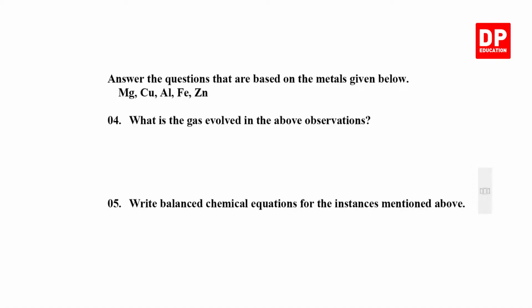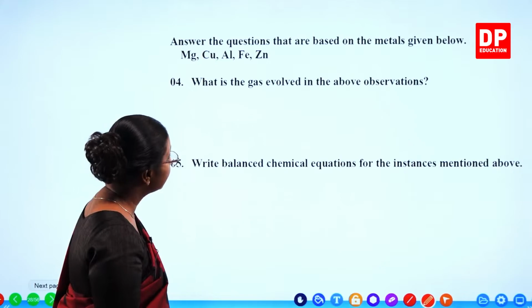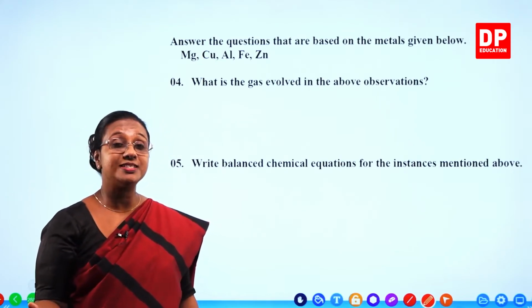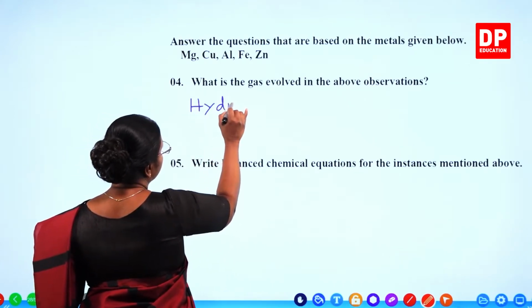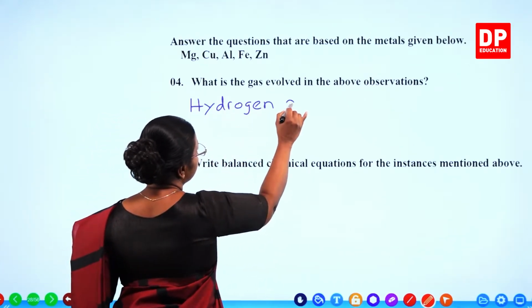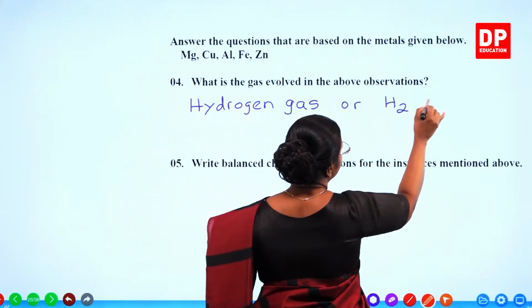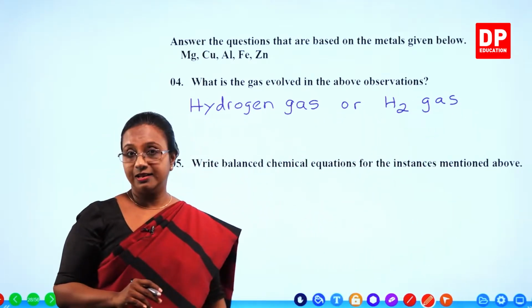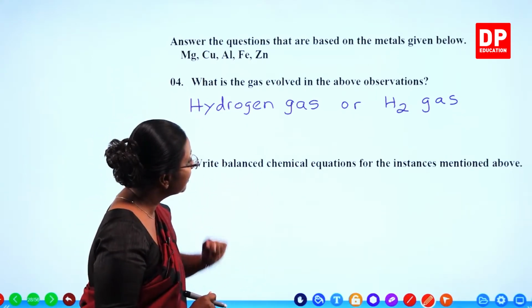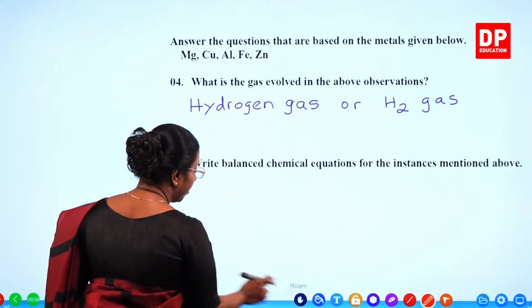Answer the questions that are based on the metals given below. The same metals: magnesium, copper, aluminium, iron and zinc. What is the gas evolved in the above observations? It is hydrogen gas. That is what we discussed so far. You can write it as hydrogen gas or you can say H2 gas. Either answer is correct. Write balanced chemical equations for the instances mentioned above. So we looked at all the reactions.